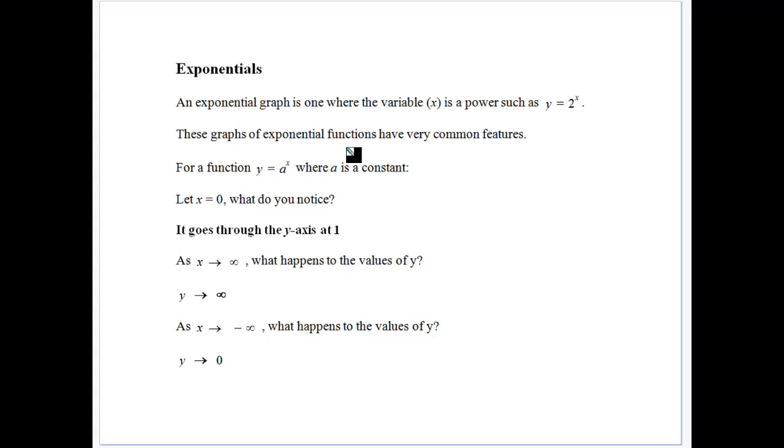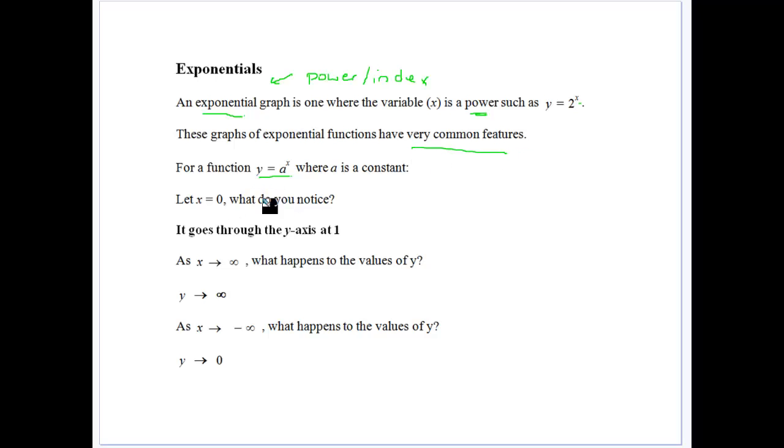Now, with exponential graphs, if you remember, the term exponent means power, or index. So if we remember our terminology, this gives us an idea of what type of graph we're talking about for an exponential. That would be one where we have an x in the power, something like 2 to the power of x. Really it can be any number to the power of x there, but all these graphs have very common features.